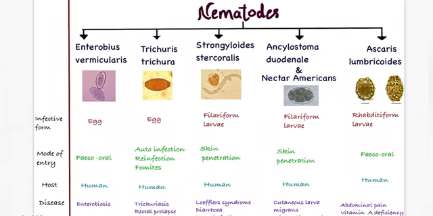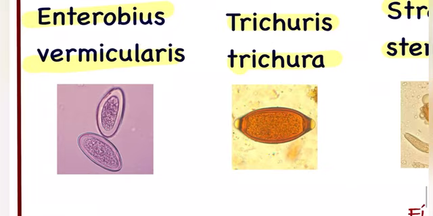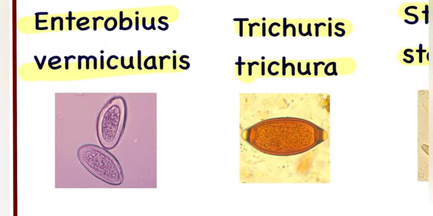Moving ahead to nematodes. Under nematodes we have Enterobius vermicularis, Trichuris trichiura, Strongyloides stercoralis, Ancylostoma duodenale and Necator americanus, and Ascaris lumbricoides. Let us look at the image-based question on identification of the eggs. So you see plano-convex eggs in case of Enterobius vermicularis. Trichuris trichiura eggs are barrel-shaped with mucus plugs at both the ends.